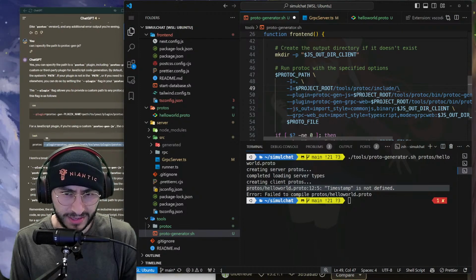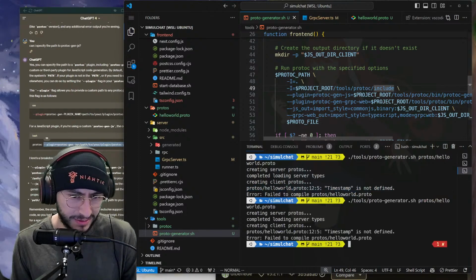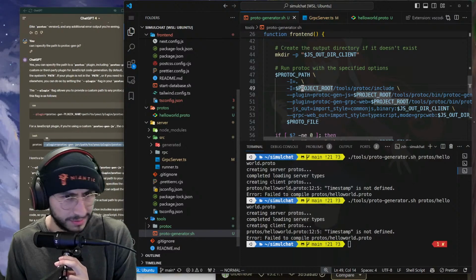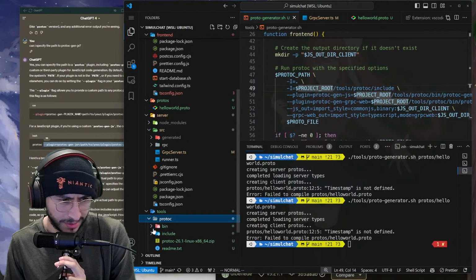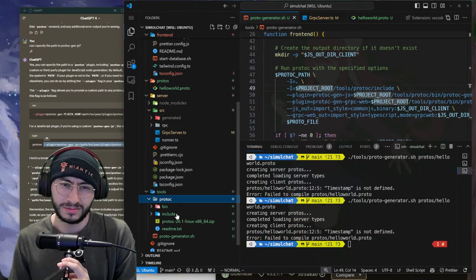What if I remove this part? I think that's what ChatGPT is telling me to do. No? Is this wrong? Project root tools include. Oh, wait. Oh, no. Tools, Protalk include. That's what I got.